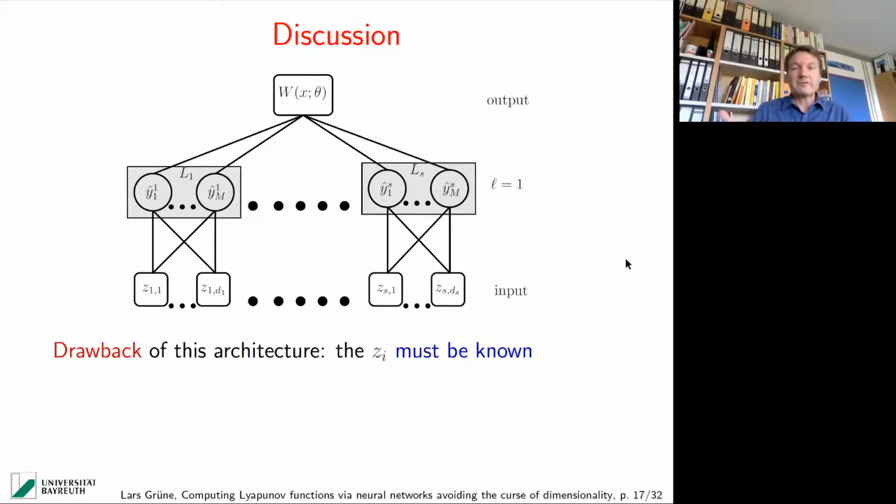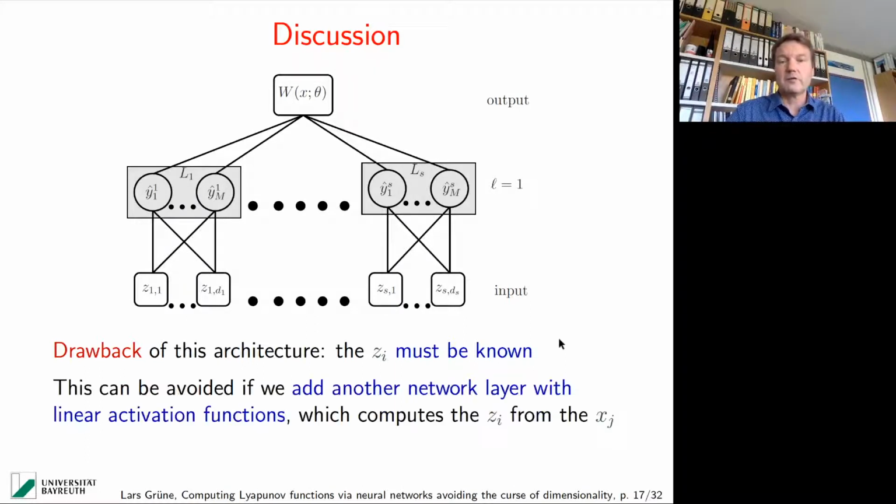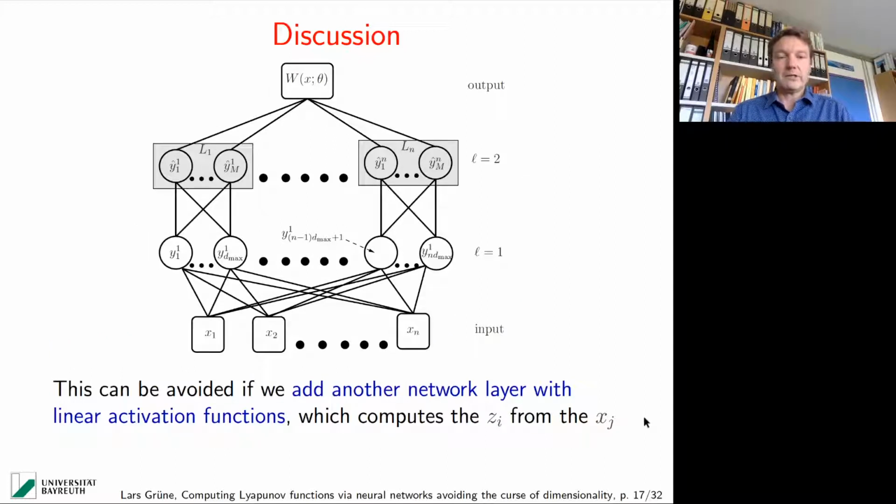The drawback is, of course, that we do not need to know the v_i hats, but we need to know the appropriate subvectors. And that's difficult, because who tells us in advance how we should split up our vector such that this decomposition exists? That's not clear at all. There's a nice little trick: we can add one more network layer which does this job for us in the training process, which basically computes the z_i from the x_j arbitrarily.